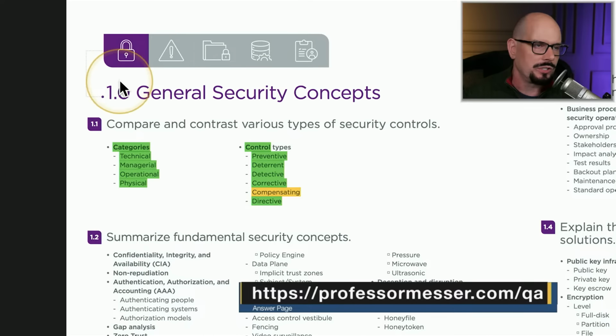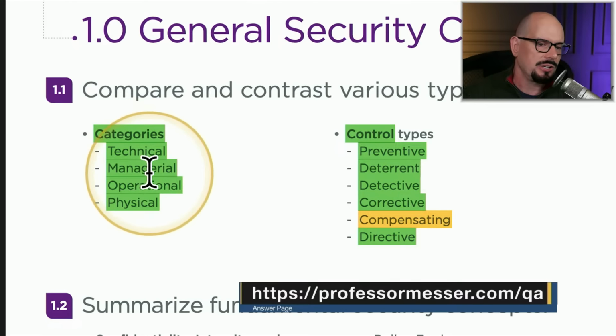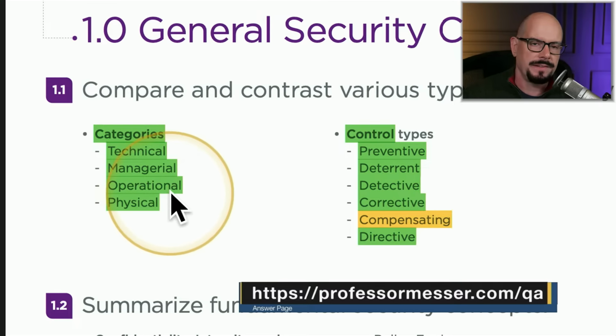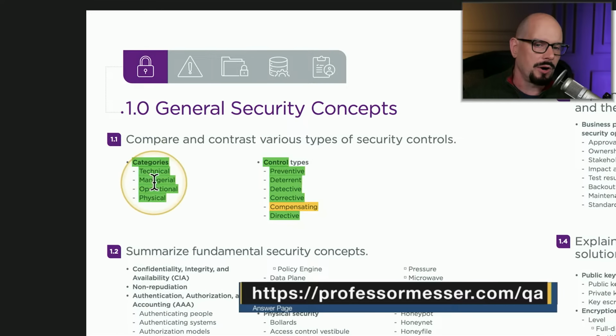We've got the very top where it says section 1.1, compare and contrast various types of security controls. So the categories are technical, managerial, operational, and physical. Now you can see I started marking them. The ones that I really knew I could mark in green and say, nope, I've got these down. I can explain to someone what a technical security control is, what a managerial security control is. So if you can parse those out, you can put those in green, mark them through, or just say, check mark, I know that one.